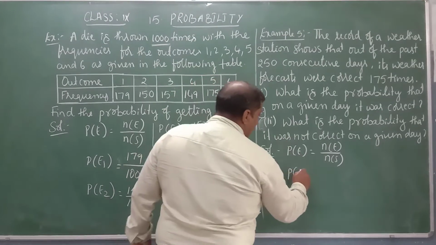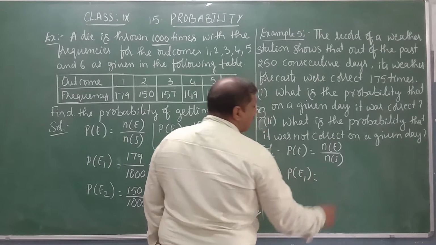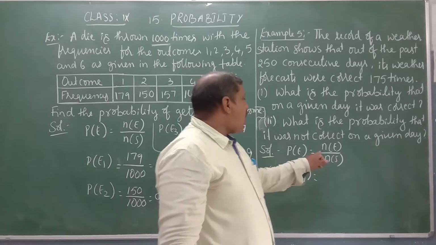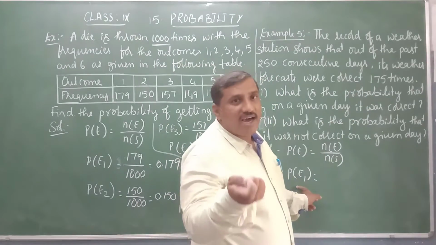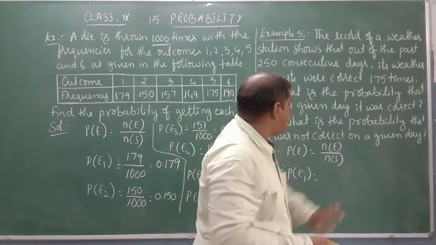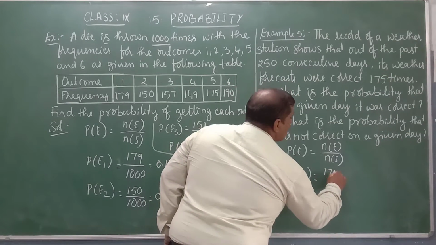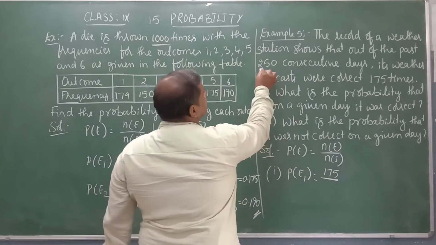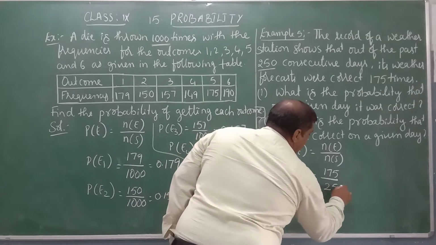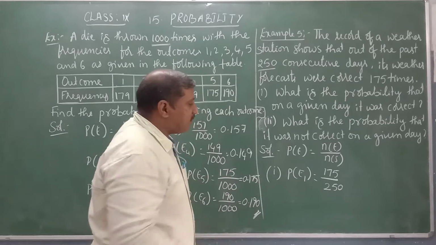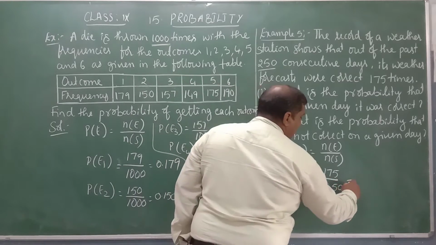Let me name that event E1. P of E1 is equal to the number of favorable outcomes divided by the total possible outcomes. The favorable outcomes are 175, and the total possible outcomes are 250. So it is 175 by 250. Simplify this and you will get the result.